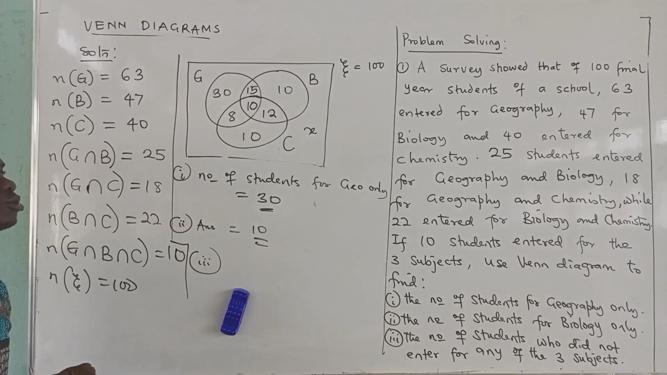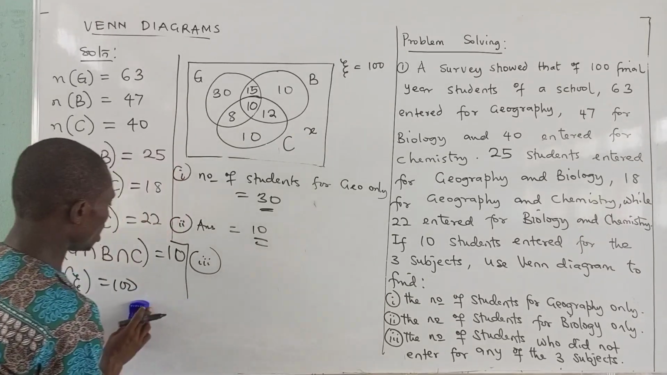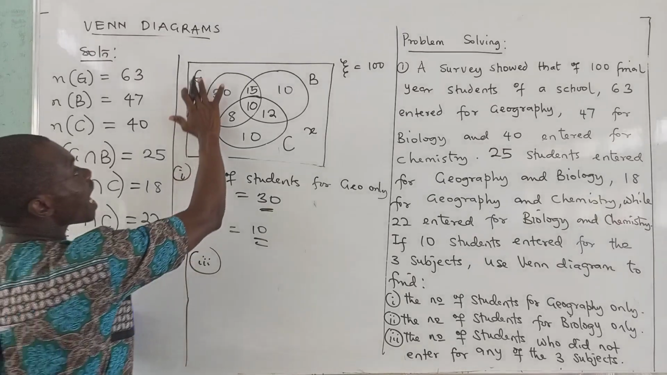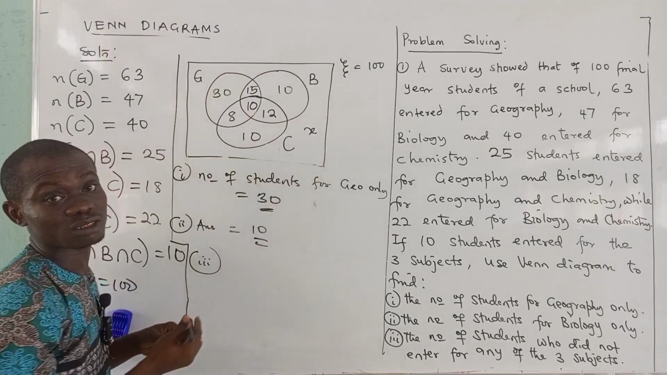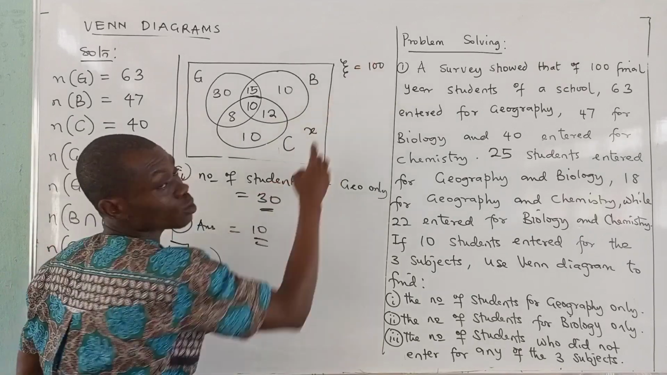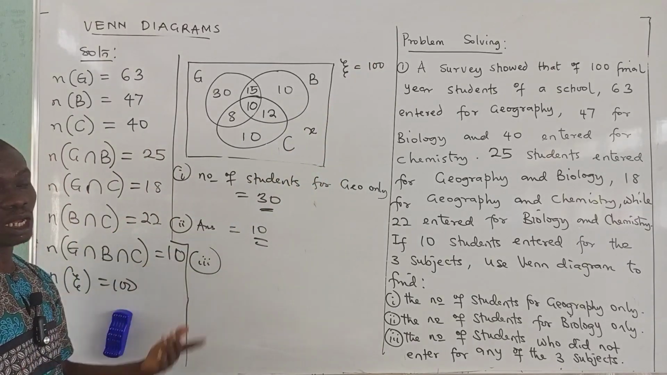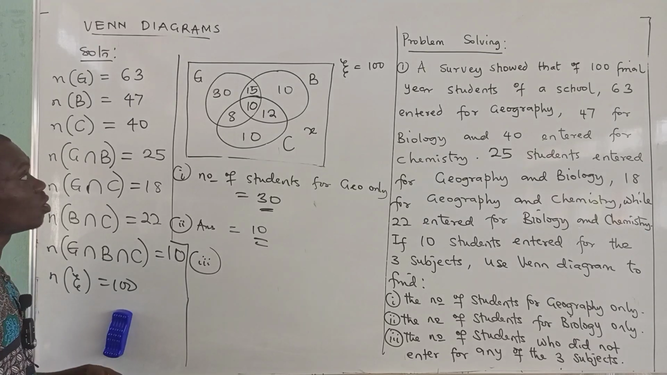And so what do you do there? So that means for me to find the value of this X, all I need to do is add up everything in this rectangle now. It must be equal to 100. And so when I do that, I'll make X the subject of the formula, and that will give me the value of X. So let's do that.